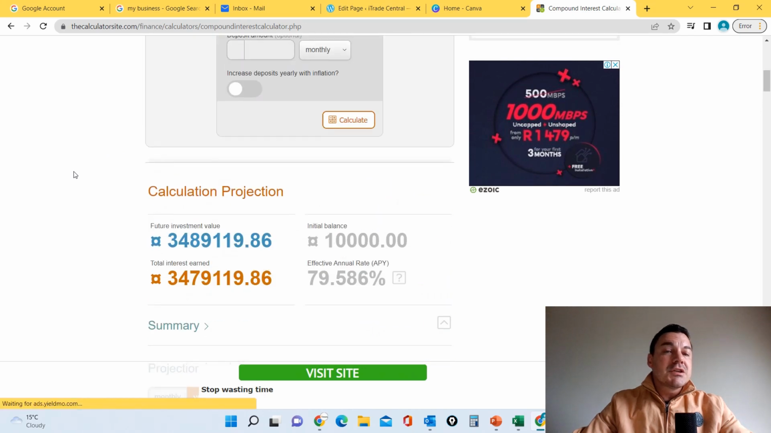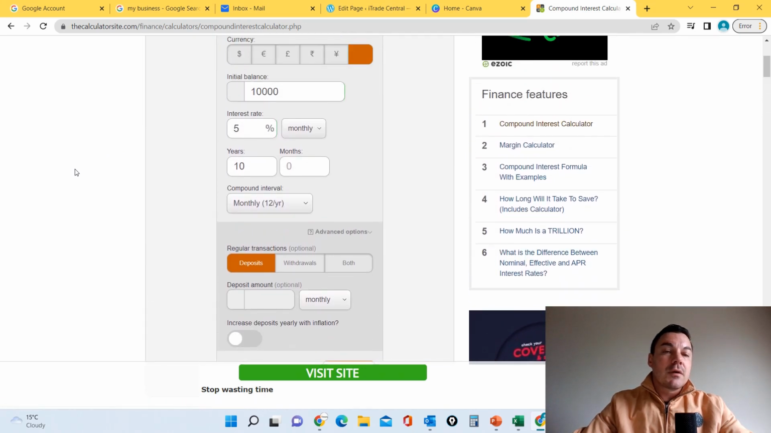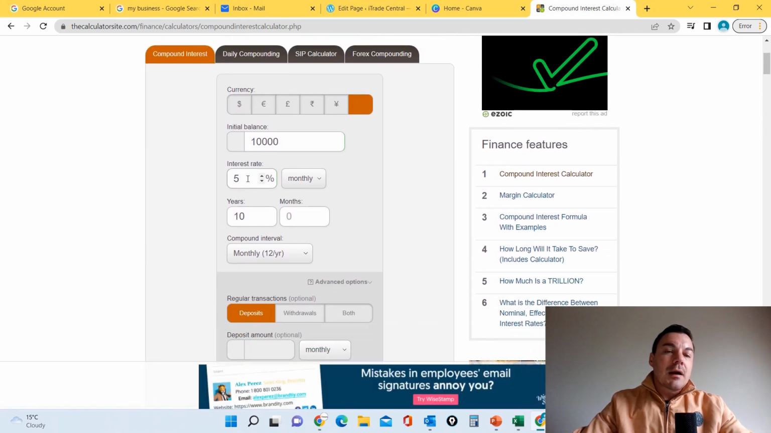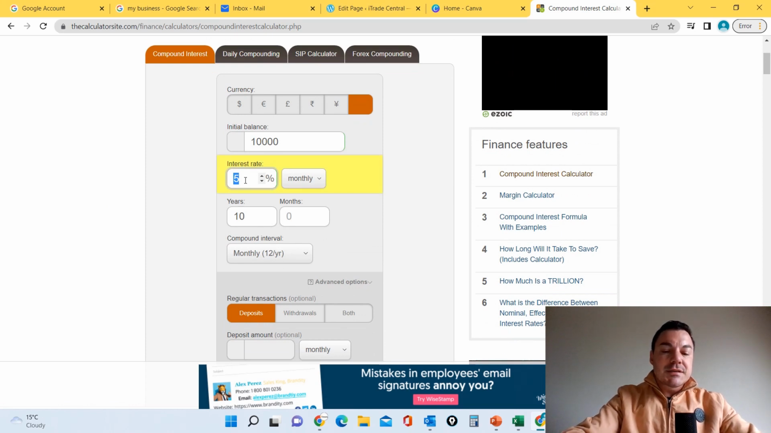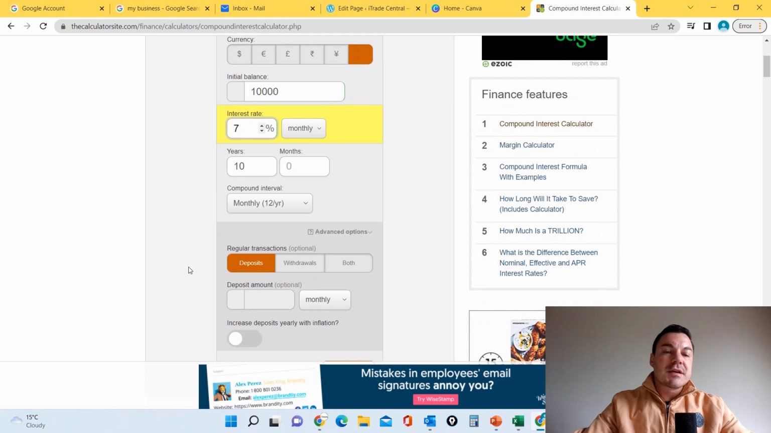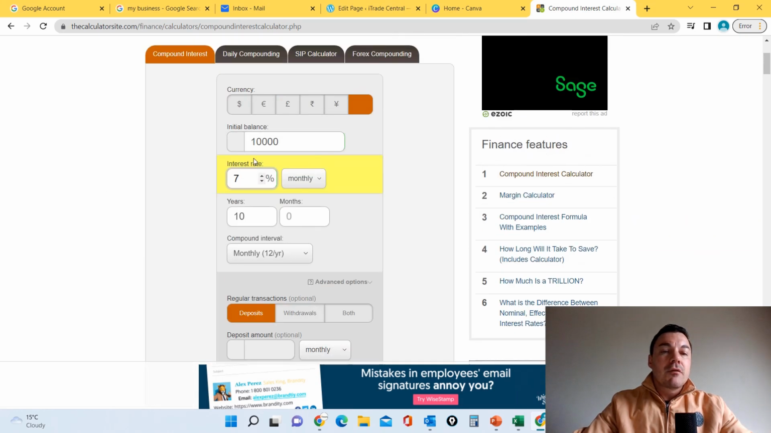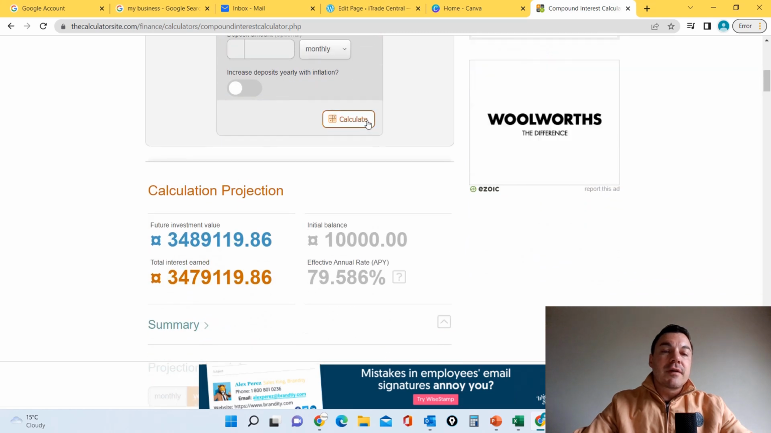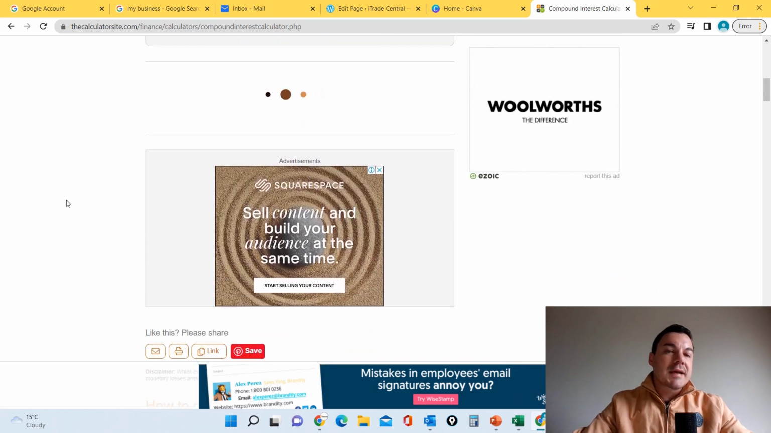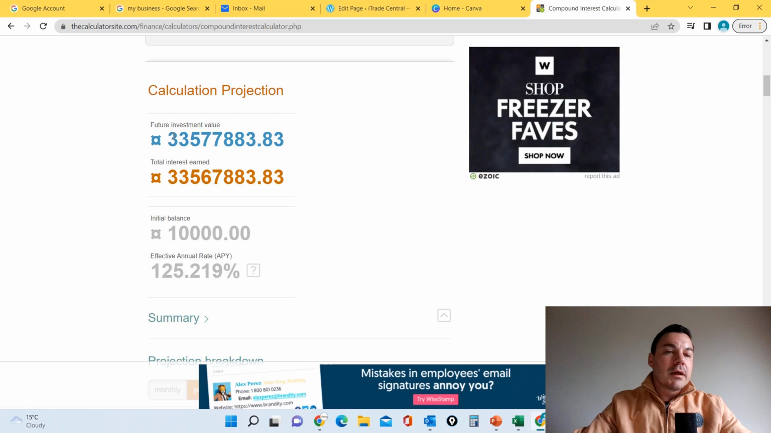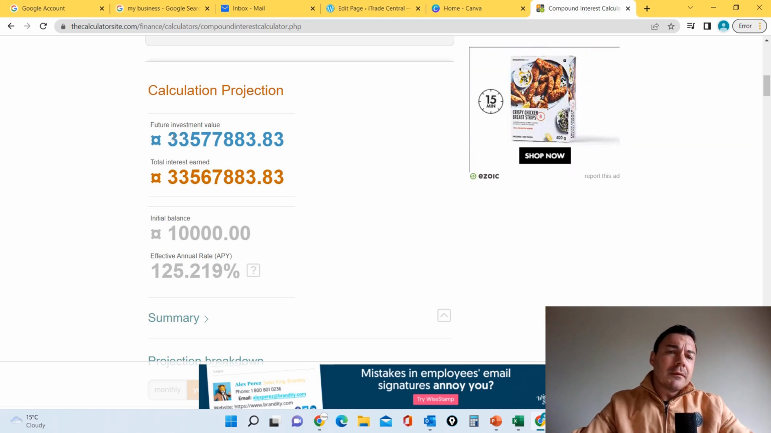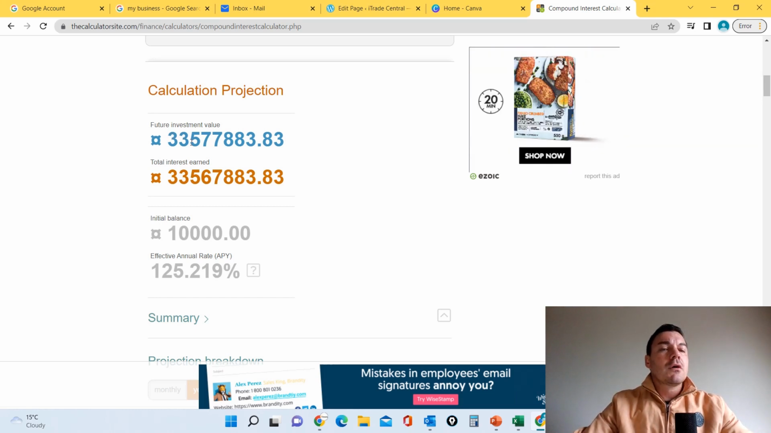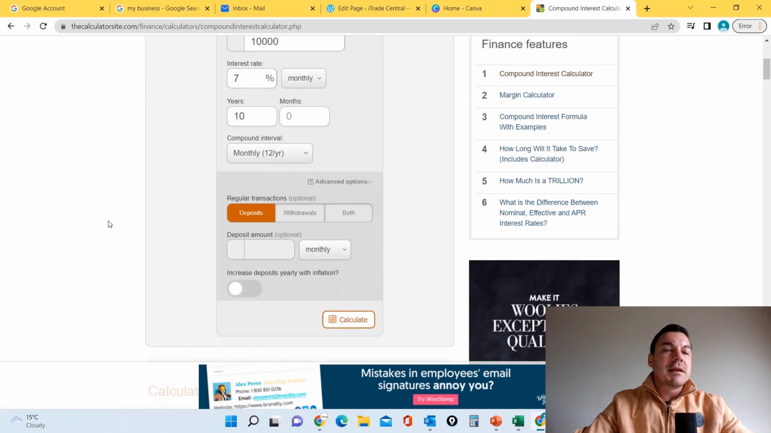Guys, you can obviously change the percentage on this calculator if you want to. I quite often achieve higher percentages. In fact, over the last number of years, we've achieved around about the 7% mark. So if we do 7% with 10,000 Rand over the same period of time and we calculate it, the figure drastically changes from 3.5 million to 33 million. So it changes drastically with every little percent.